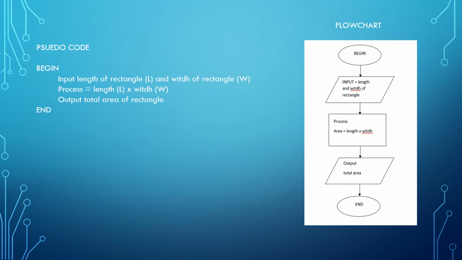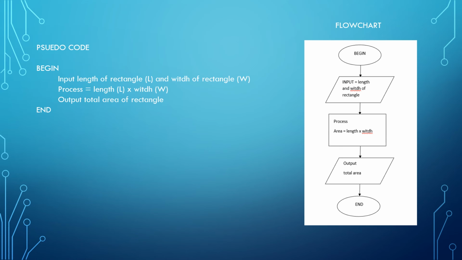Lastly is the pseudocode. It needs to start with begin, followed by input length of rectangle and width of rectangle. The process is length multiplied by width, and output total area of rectangle, and end.